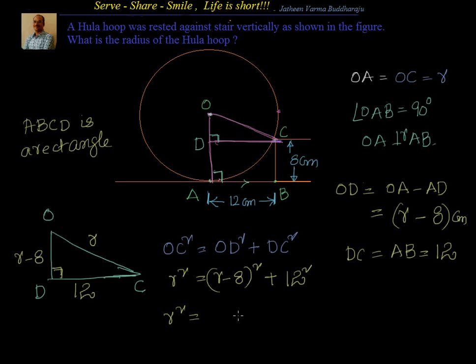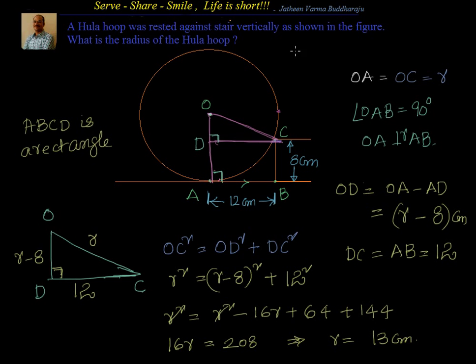So let's write down the next step. We will use the algebraic identity (a minus b) whole square, which is a square minus 2ab plus b square. So r square minus 16r plus 64 plus 144. Now we can cancel r square and take the 16r to the left side. We will have 16r equal to 64 plus 144, that's equal to 208. That will give me r equal to 13 centimeter. So the radius of the hoop is 13 centimeter.